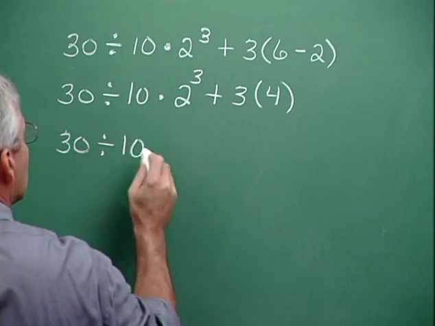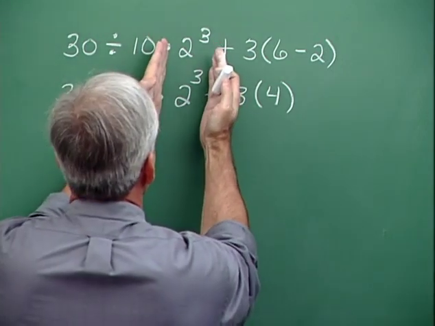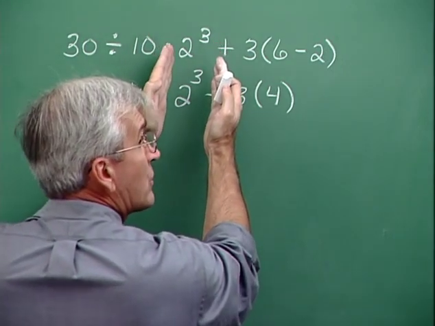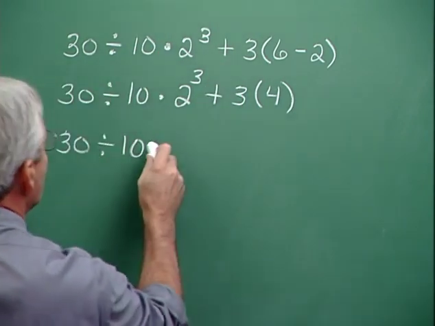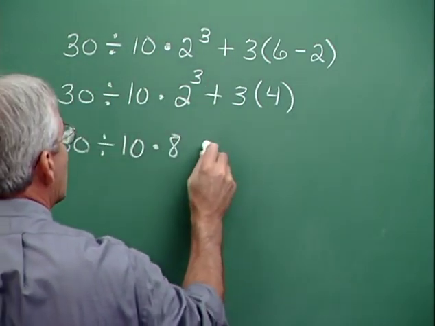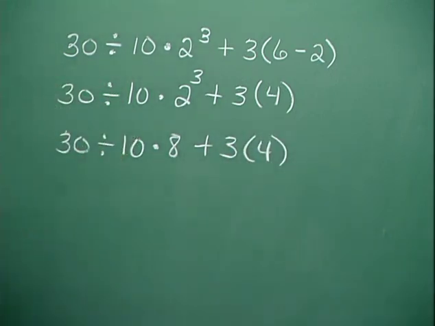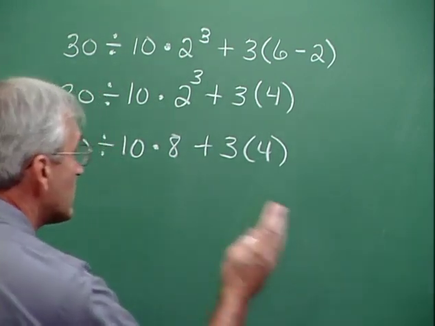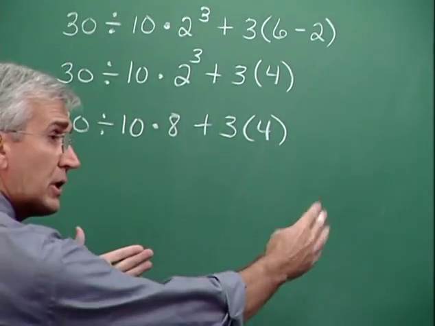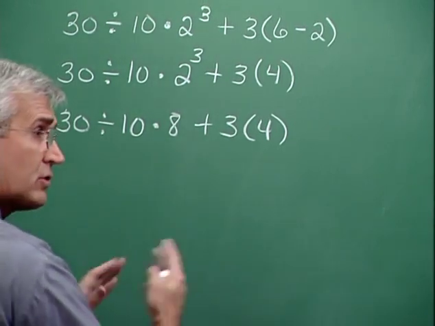divided by 10, and now we do this. 2 cubed is 3 factors of 2. 2 times 2 times 2, that's 8. So we have times 8, and bring this other business down just as we see it. All right, and away we go. The next order of business after the parenthesis, after the exponentiation, is multiplication and division from left to right.